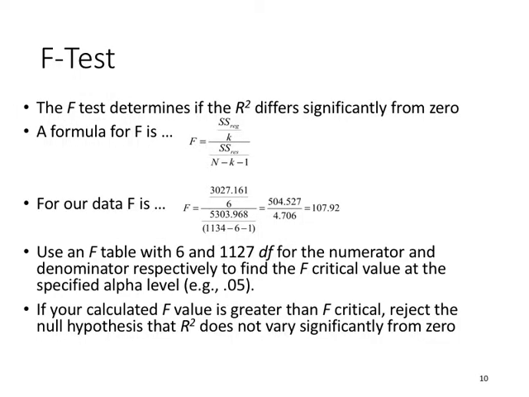It comes from taking sums of squares regression and dividing it by the number of independent variables, and sums of squares residual and dividing it by n minus k minus 1. And then that's going to give us an F value. Then we could do that little exercise like we did last week, and we could use the F table with degrees of freedom equal to 6 and 1,127, sorry.